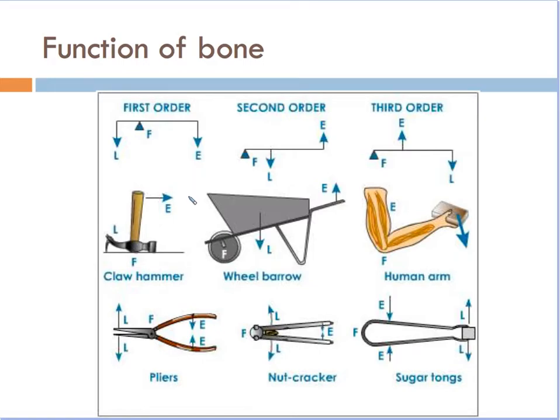Here are some examples. First class, you have a lever, pliers, a wheel, a teeter-totter, seesaw, all that. Second class, wheelbarrow, nutcracker. Third class, you do curls. It's a third class lever because this muscle here, your bicep muscle, attaches down here. So you have your fulcrum, you have your force, you have your resistance. We can also use sugar tongs to do the same thing, same kind of deal.